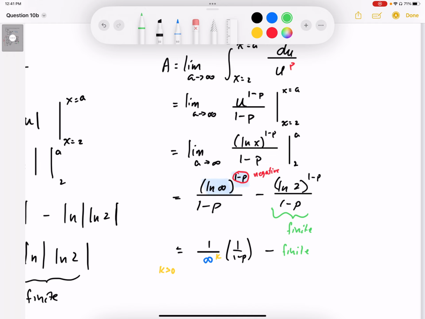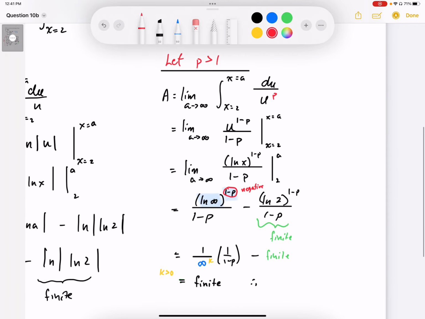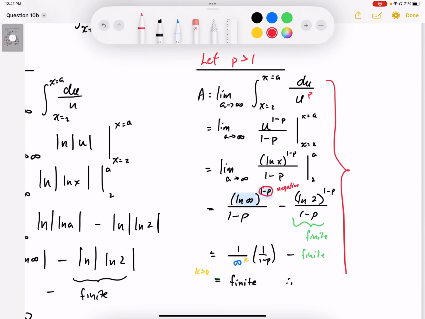So we end up with 0 minus some finite number. That finite number is going to end up being positive because of log 2. That log 2 term is going to end up being negative, so it's a negative finite number anyways, so we end up with a finite number. Therefore, for p greater than 1, which we stated here, it is convergent.